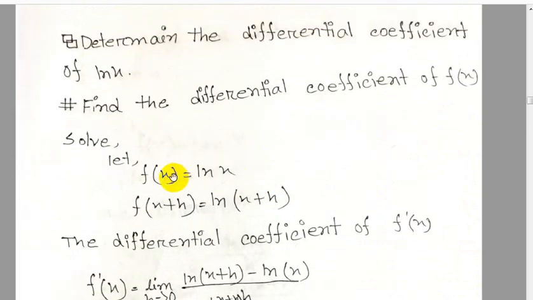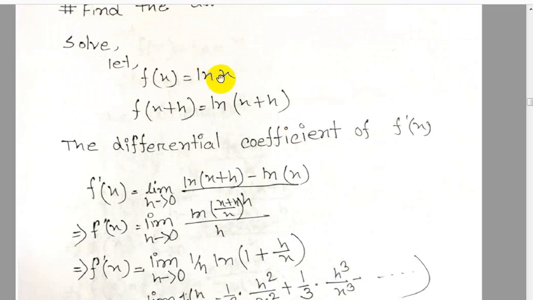Let us look at how we will determine the differential coefficient of ln x. So f of x equals ln x, f of x plus h equals ln of x plus h. The differential coefficient is the limit h tends to 0 of ln of x plus h minus ln of x divided by h. As long as these two are ln functions, you can write ln of x plus h divided by x.